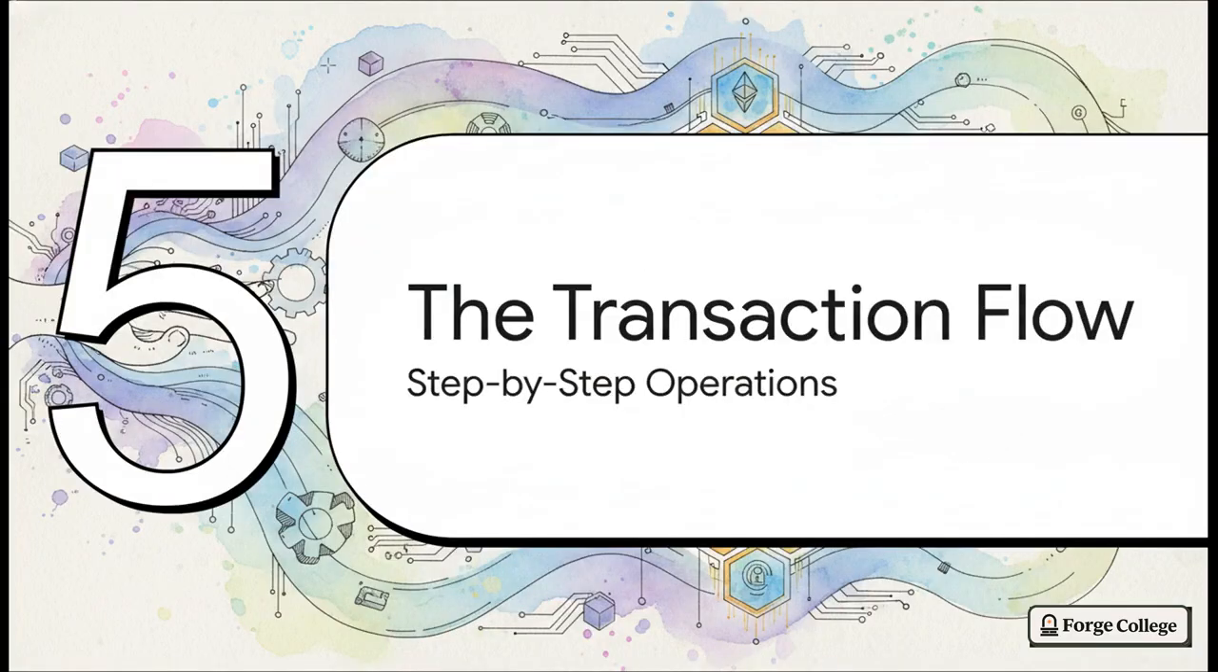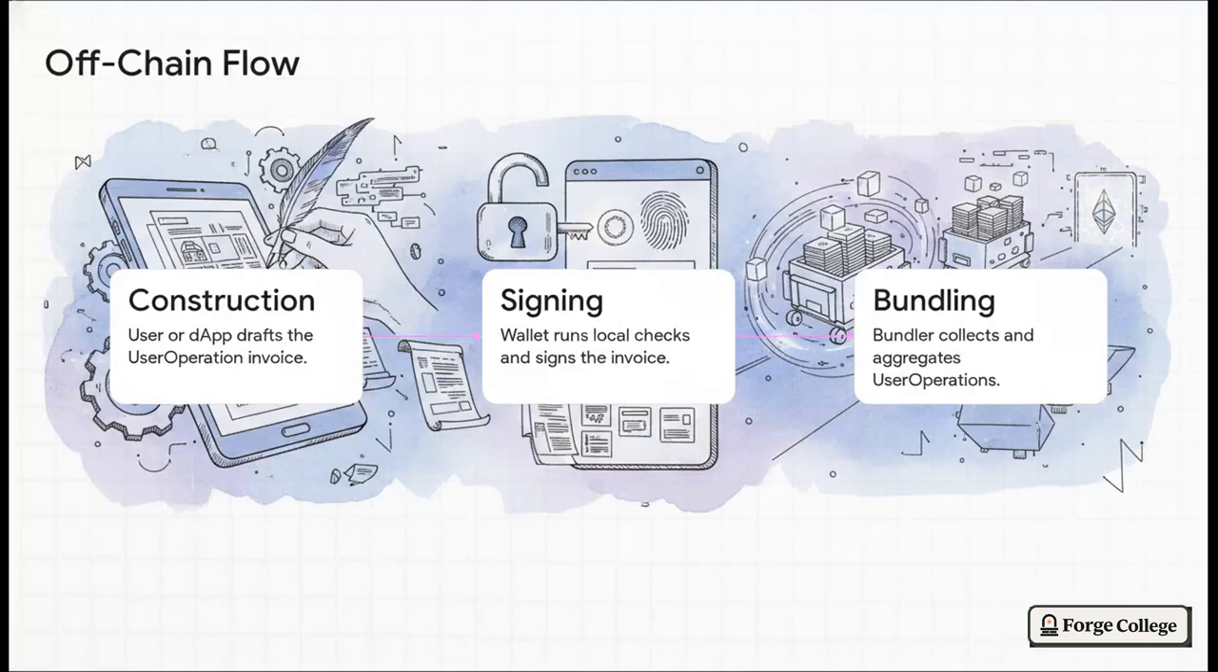Section 5. The transaction flow, step-by-step operations. All right, let's put these mechanical actors into motion and trace the high-level workflow. The whole process actually kicks off off-chain. First, you, or a decentralized app acting on your behalf, constructs the invoice. That's the user operation. You define exactly what you want to happen. Then your wallet runs local checks and you sign off on it, approving the invoice based on whatever policy you've set up. Once signed, you hand it off. A bundler, our logistics provider, collects your invoice along with many others, aggregating them to optimize for gas costs and block inclusion. And remember, all of this happens before anything even touches the blockchain.